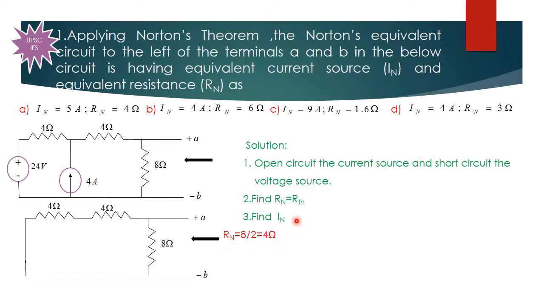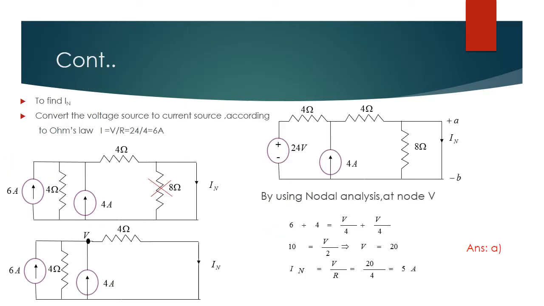Now we have to calculate the Norton's current. So for that we have to short circuit it. That is why we call this Norton's current the short circuit current. So these 2 points get short circuited. Then we have to convert this voltage source into a current source. Then it will be easier for us to use the nodal analysis. By using Ohm's law, we can convert the voltage source into a current source. So the current value is equal to 6 amperes, since 24 divided by 4 is equal to 6, V by R. So 6 ampere is the current value.